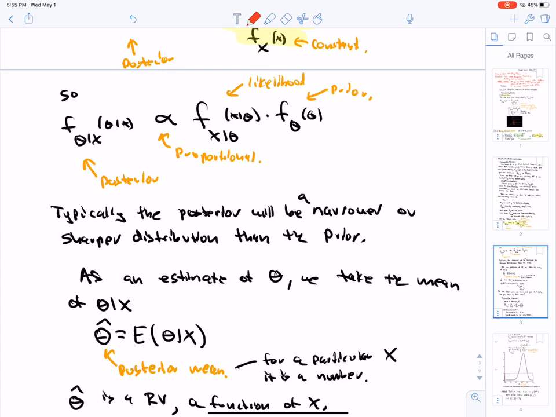Typically, the posterior will be a narrower or sharper distribution than the prior, meaning once you've seen data, you've decreased uncertainty about what the true value is, or what the most likely value of your parameter is.